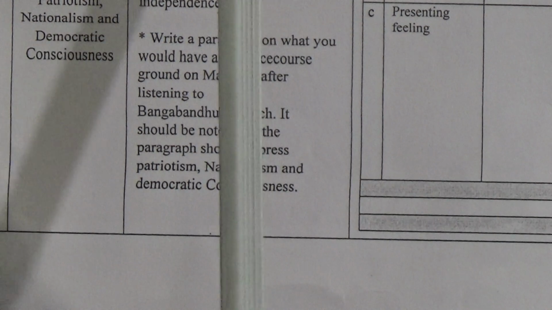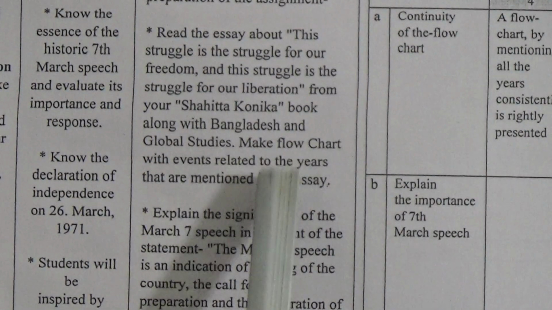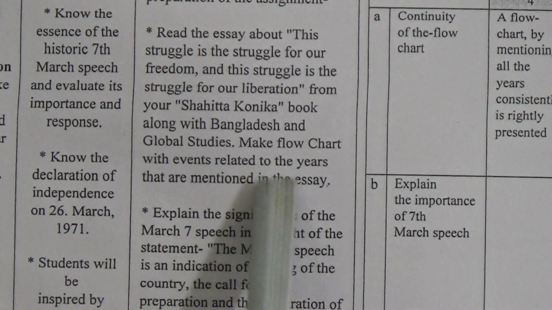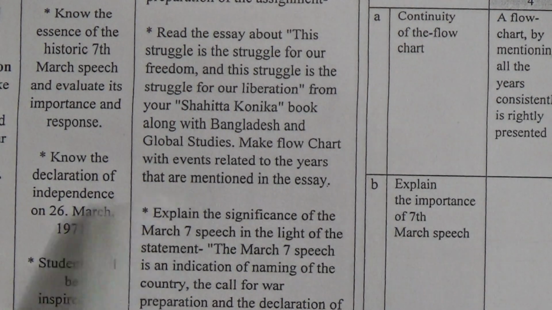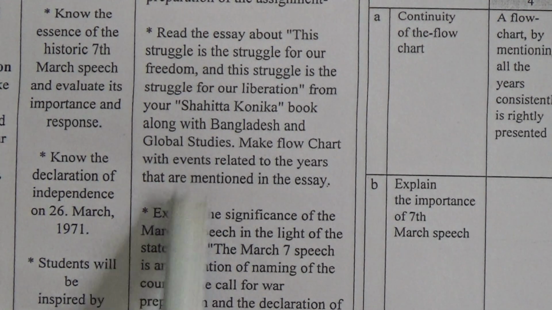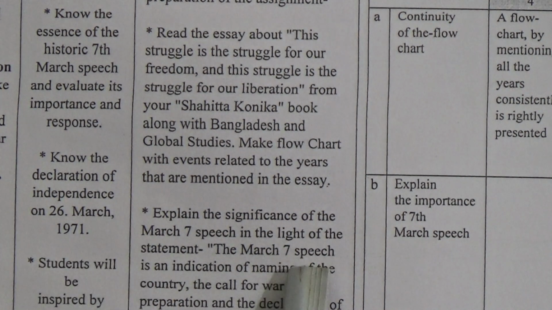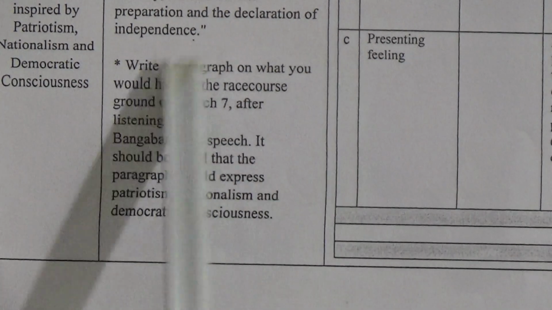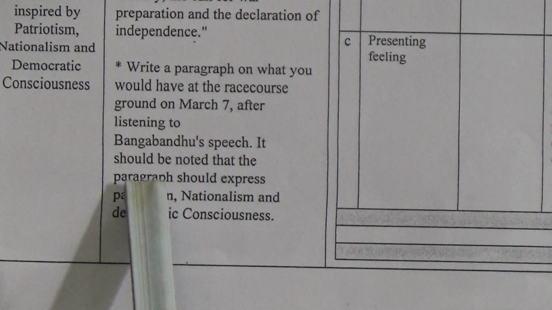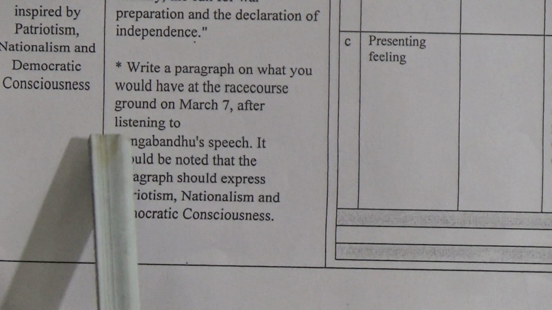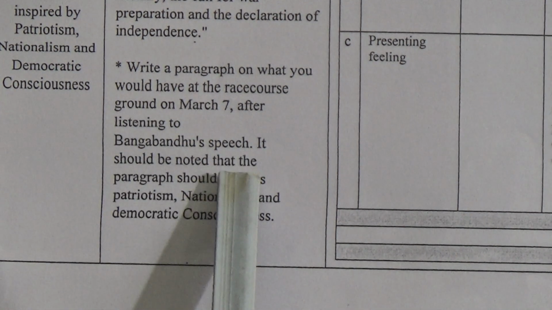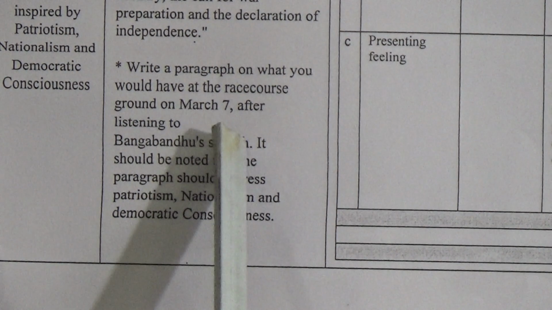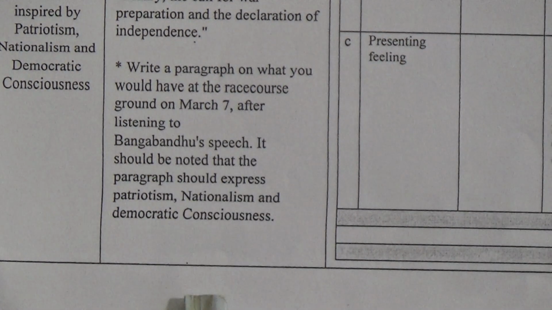You have to read the essay, and you have to make a flowchart, and then you have to explain the significance. Second point would be the significance of 7 March, and your third point of your assignment would be the paragraph about what you would do after listening to the Bangabandhu speech if you were at the racecourse on 7th March. Okay.